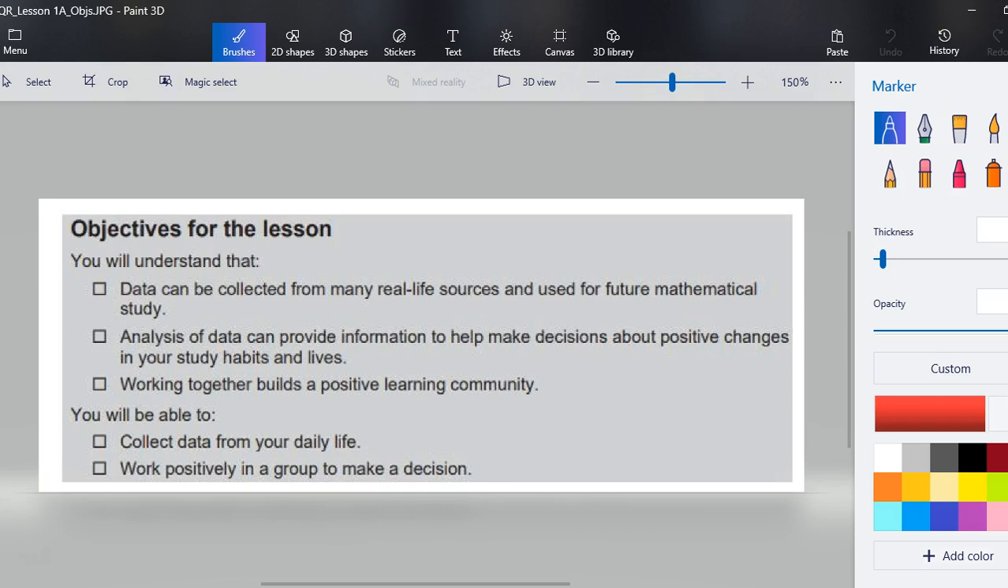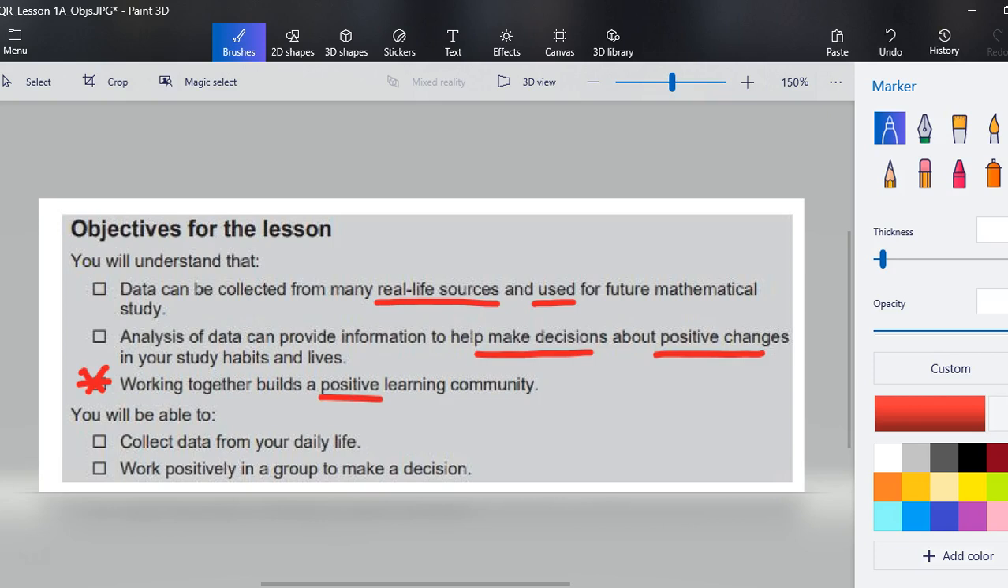So in this lesson, we're going to understand that data can be collected from many real-life sources, starting with us, and it can be used for future mathematical study. It's really fun, neat, cool how this works out in our class, how we get to use real-life relevant data in our course. Analysis of data can provide information to help make decisions about positive changes in your study habits and in your lives. Working together builds a positive learning community.